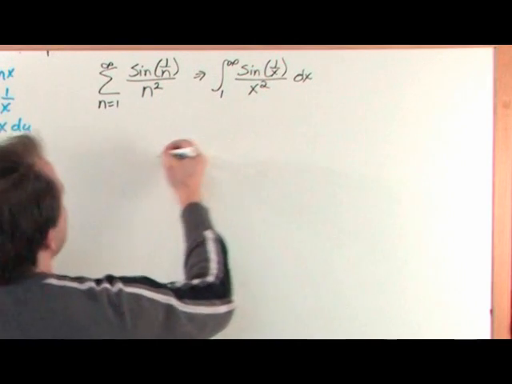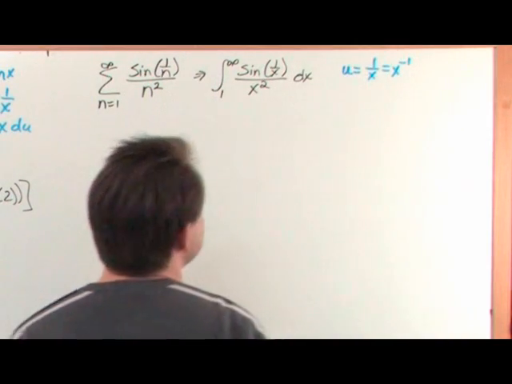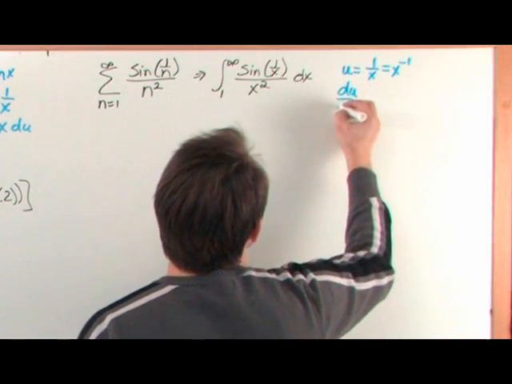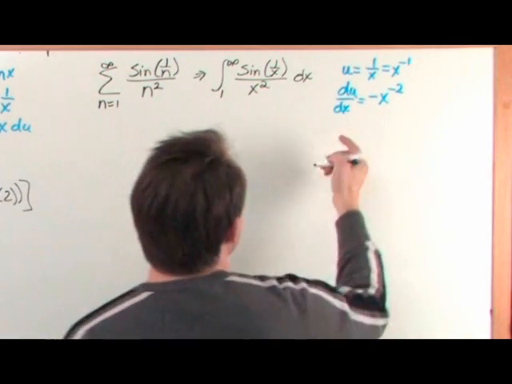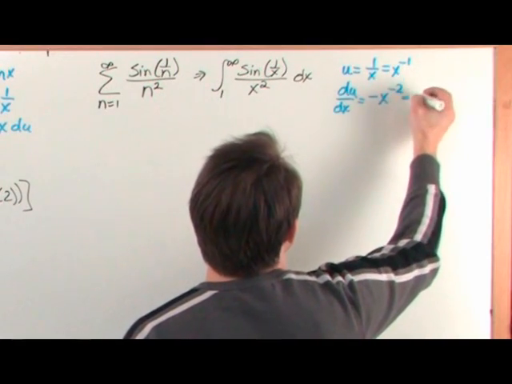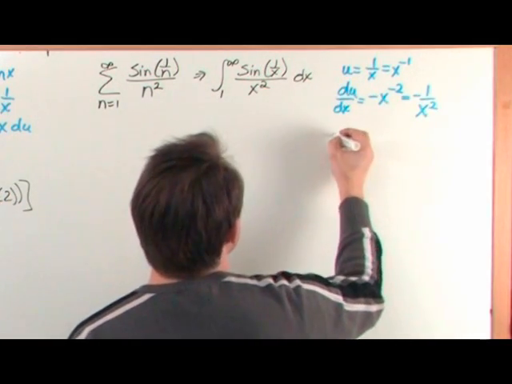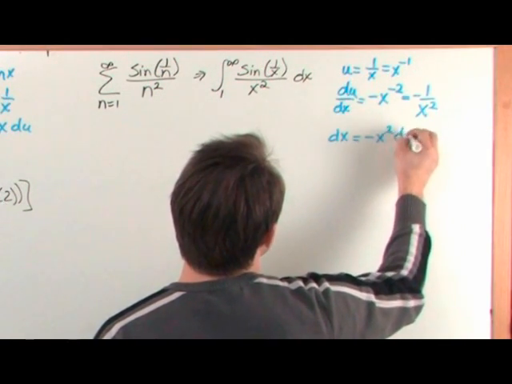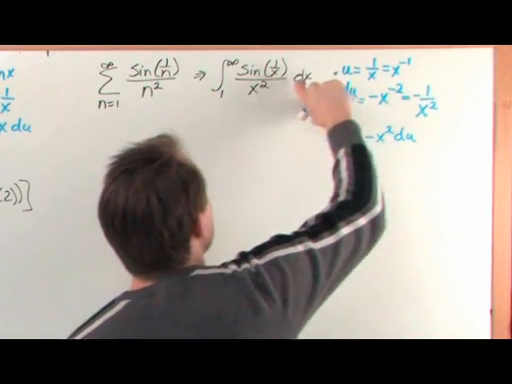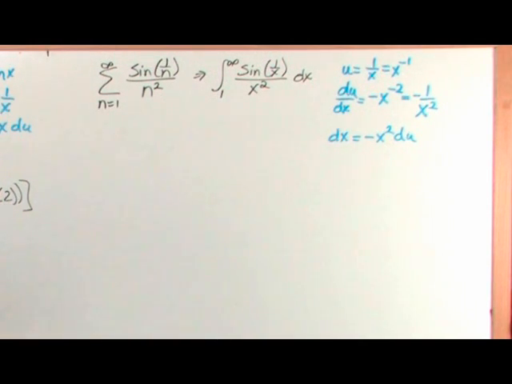So if we say that u is equal to 1 over x, which is equal, by the way, to x to the negative 1, then du/dx is equal to minus x to the minus 2, which, by the way, is equal to negative 1 over x squared. So solving for dx, I move dx over here and multiply by negative x squared to get dx by itself. So dx is equal to negative x squared times du.